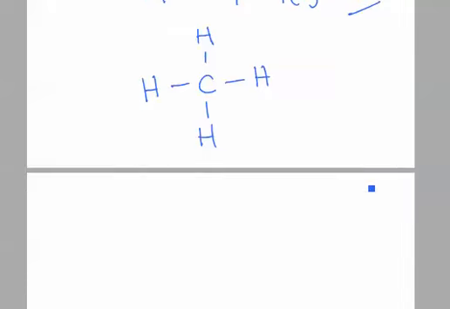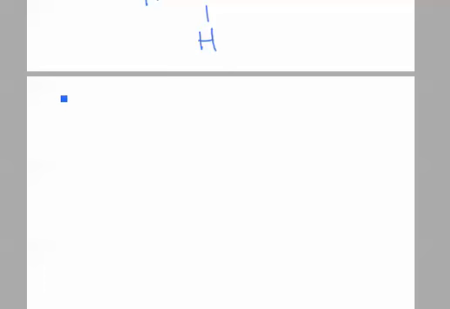Okay, so let's do another simple example. Let's do ammonia. First we're going to count the valence electrons. Nitrogen has 5. We're going to add that to the 3 hydrogens, 3 times 1. Again, in ammonia, we have 8 valence electrons. But now we've only got 4 atoms.